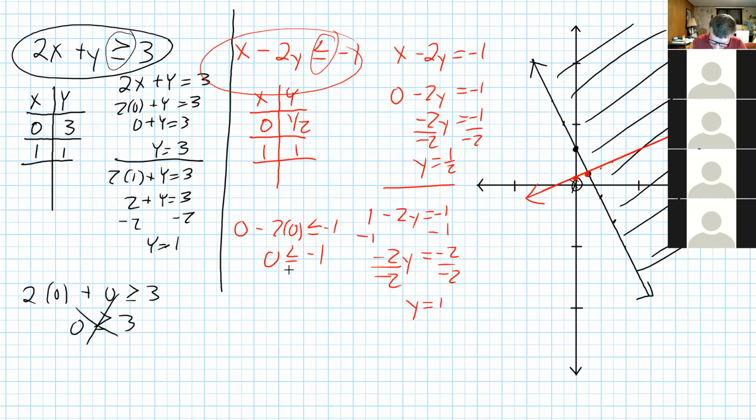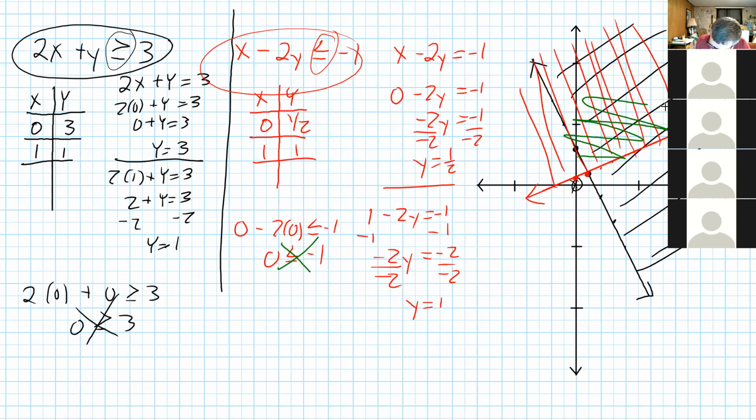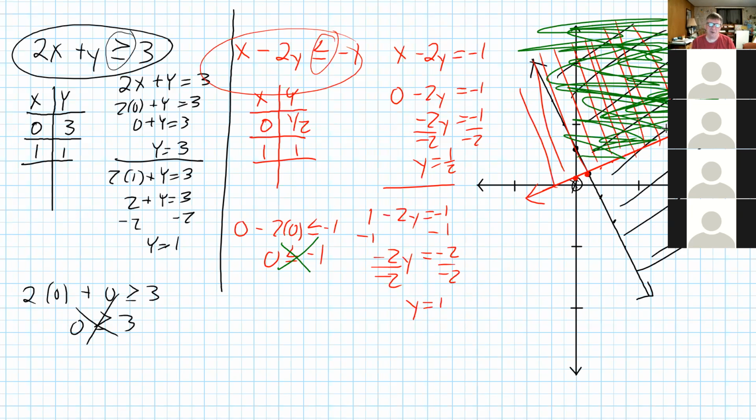So this 0 is not less than or equal to -1. That is false. So that means, where are we going? We're going above. Thank you very much. I'm taking the rest of the day off. You teach the class. Okay. So now we have this. So there's our solution.